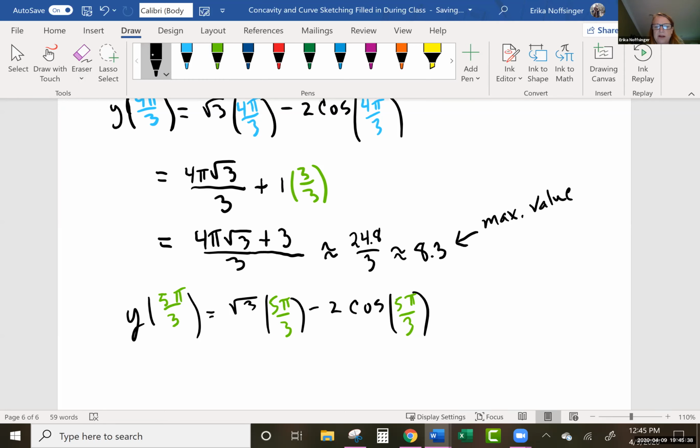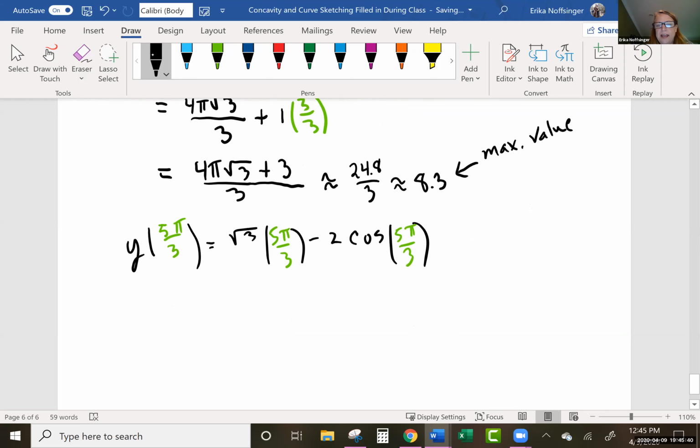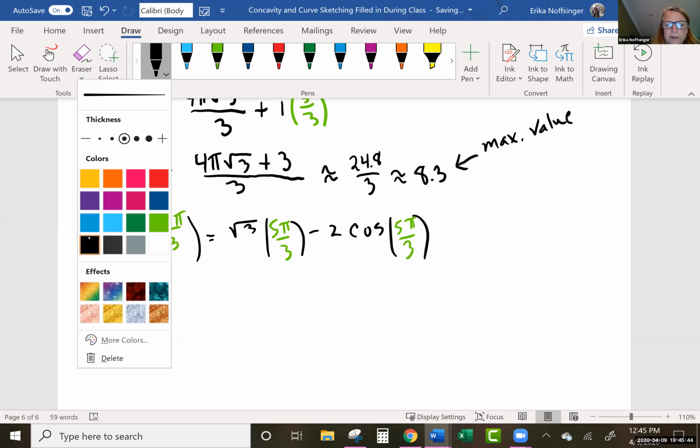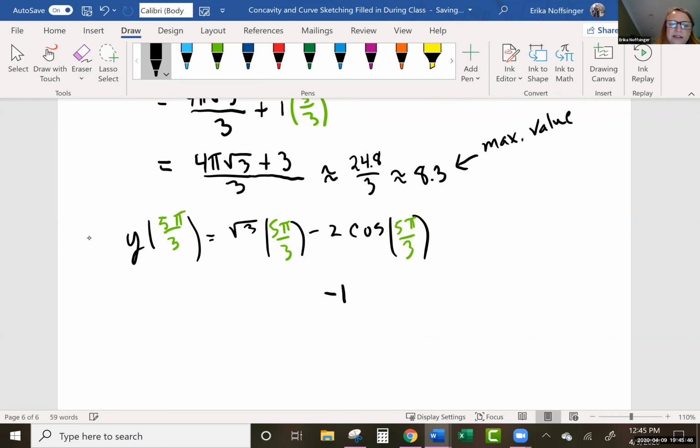So cosine of 5 pi thirds, that was +1/2 times the -2 there. That makes this piece -1 over here. And this is 5 pi √3 all over 3. My common denominator, so that I could rewrite this as one fraction, is 5 pi √3 minus 3 all over 3.